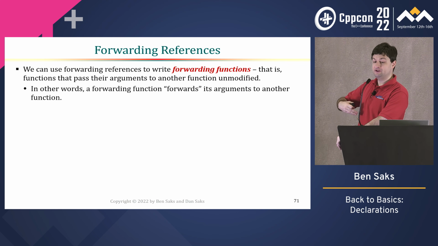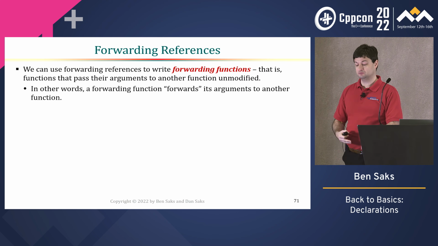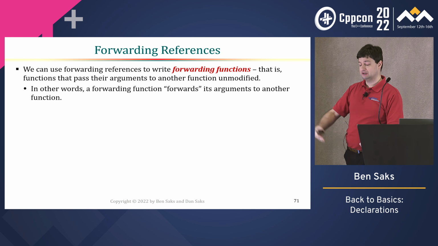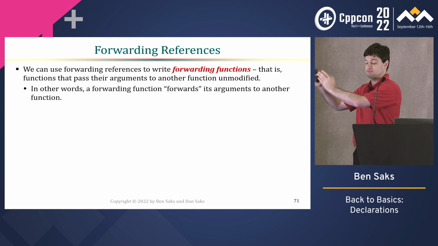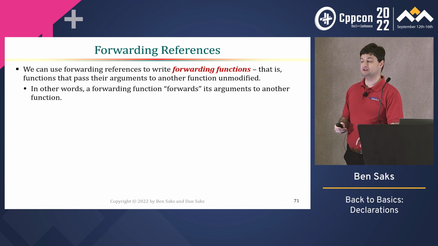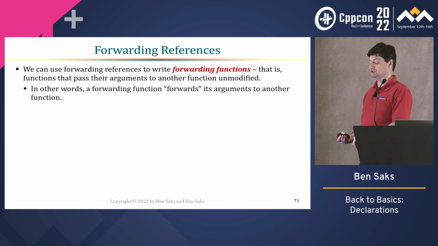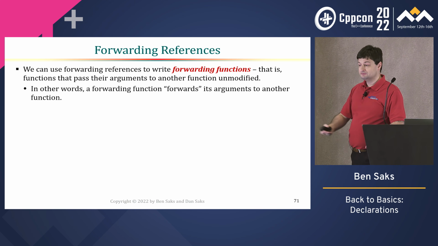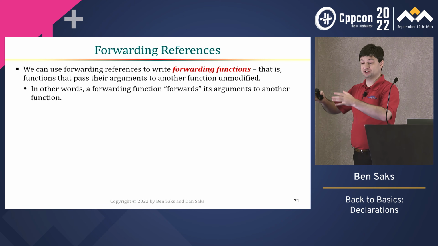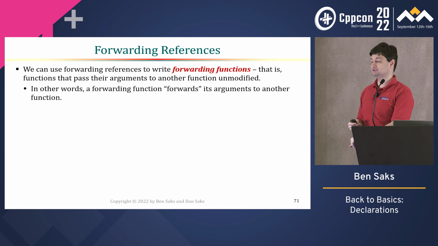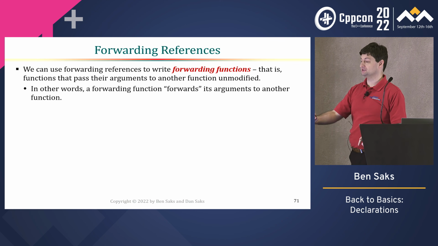So we use forwarding references. The name forwarding reference comes from the fact that they're often used to write what we call forwarding functions. Functions that take their arguments and pass them along directly to another function, maybe one of several functions, depending on what the forwarding function is doing. The idea is that the forwarding function forwards its arguments along to someone else, the same way that you might forward an email to someone.